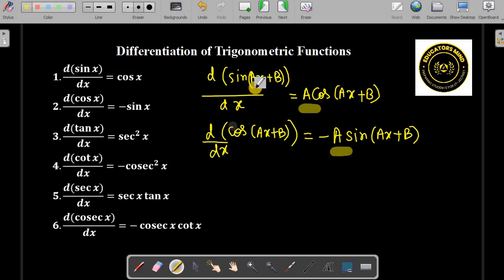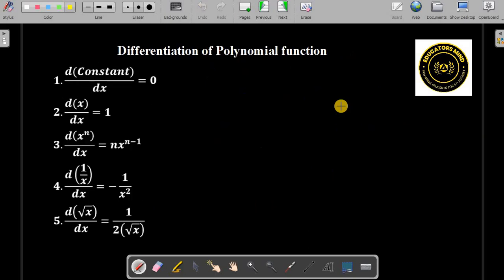So this is for a linear kind of function. Linear function means you can see here it is like ax plus b. It's a linear function of x. When the angles are a linear function of x, then we can do it like this. But if it is non-linear, then you have to further apply the chain rule. Okay. So this is one type of formulas which you have to remember.